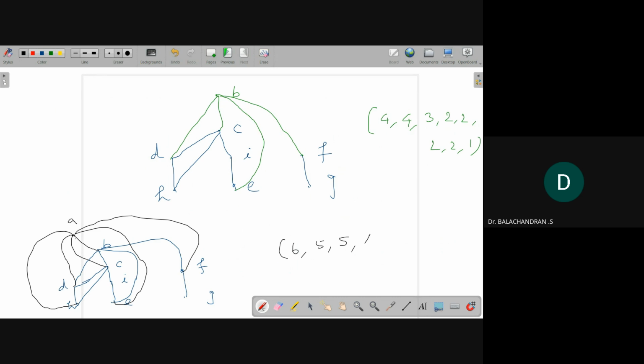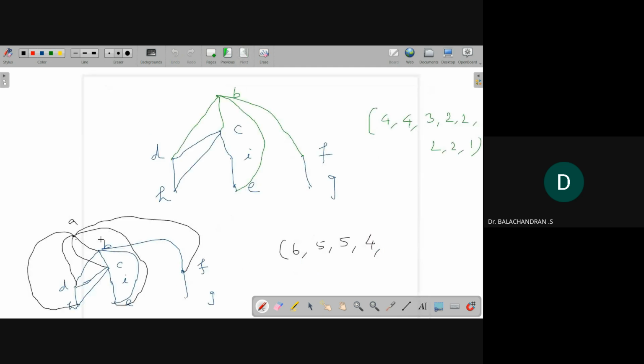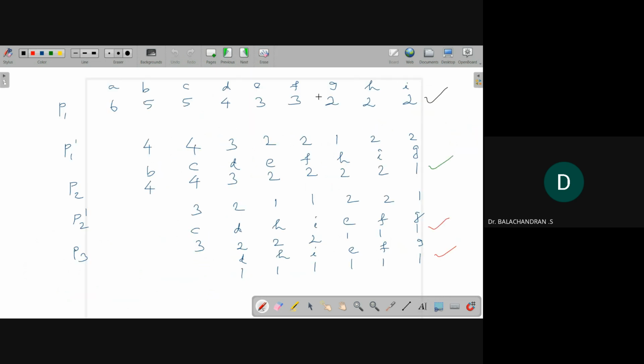But draw the graph with a little more clarity. Here it is not that good, so draw neatly. A, B, C, D, and then E, F is 3. E is 1, 2, 3. F is also 3: 1, 2, 3. And then G, H, I, everything is 2.